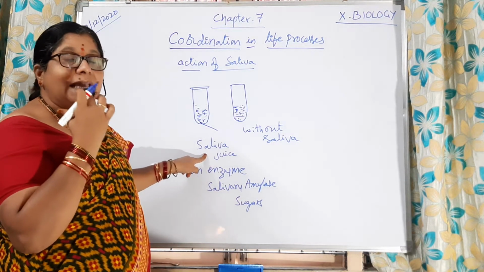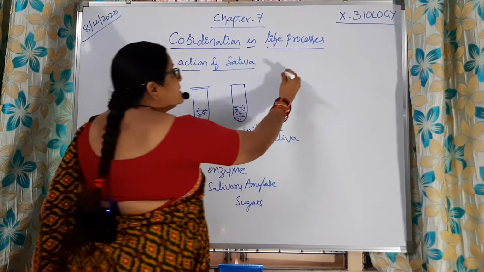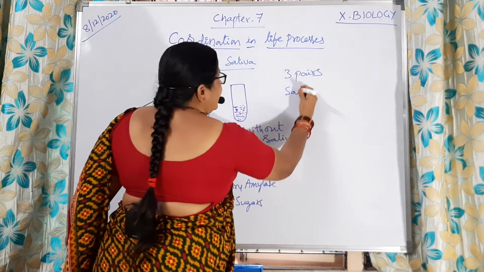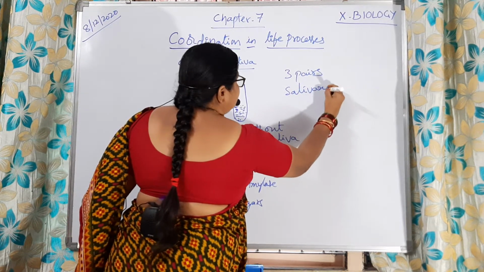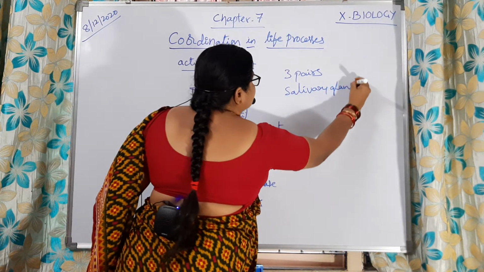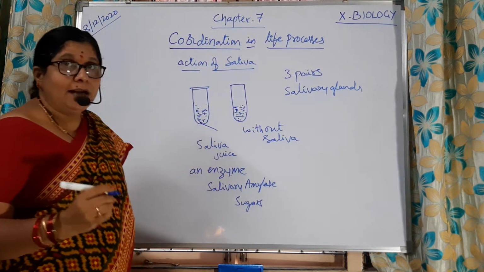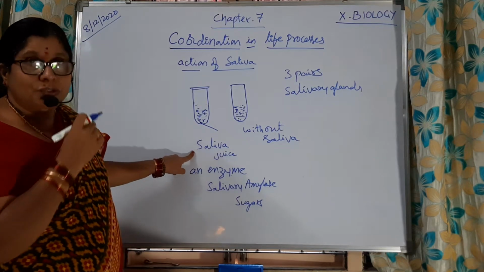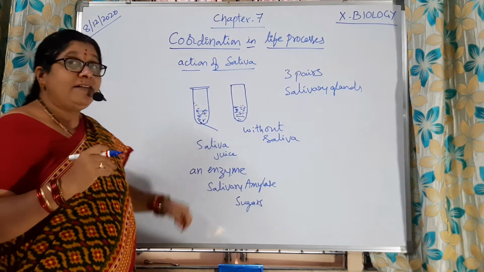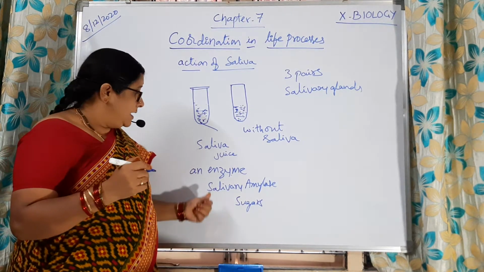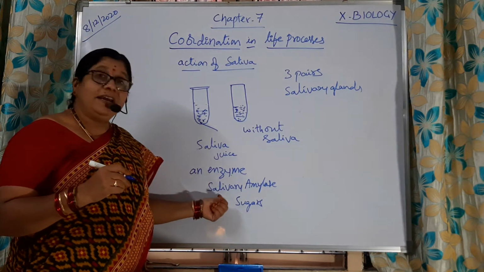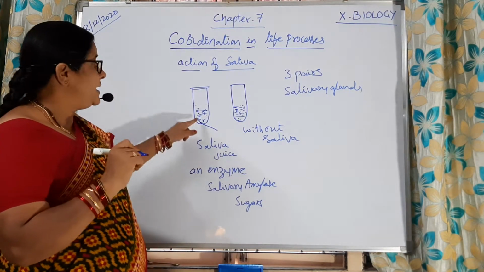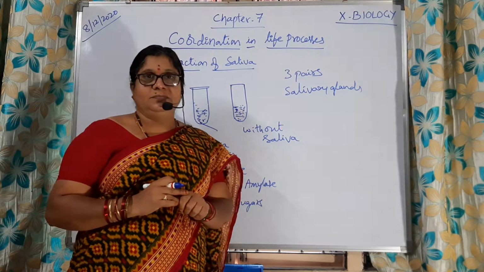In the buccal cavity we have 3 pairs of salivary glands, and these salivary glands are going to produce the digestive juice called salivary juice. Is it clear to you? The salivary juice contains the enzyme called salivary amylase, and the salivary amylase will act on the carbohydrate part of our diet. Have you followed?